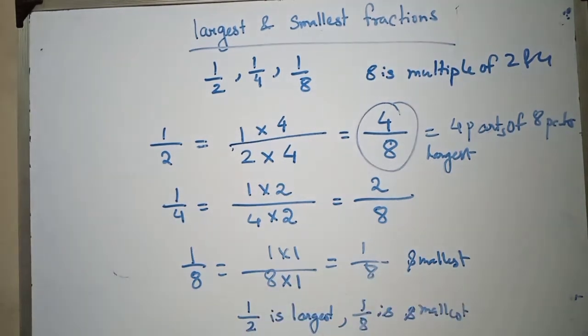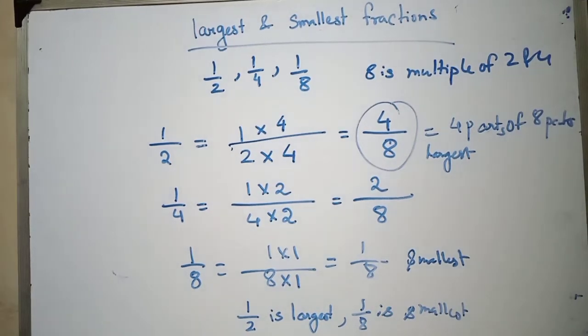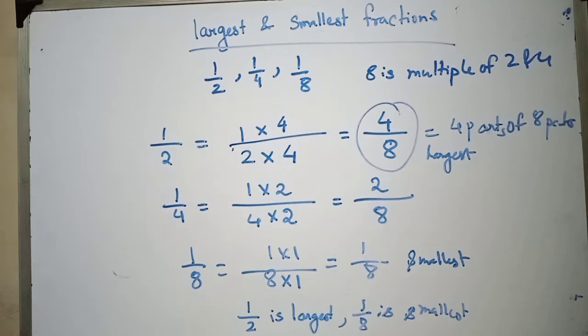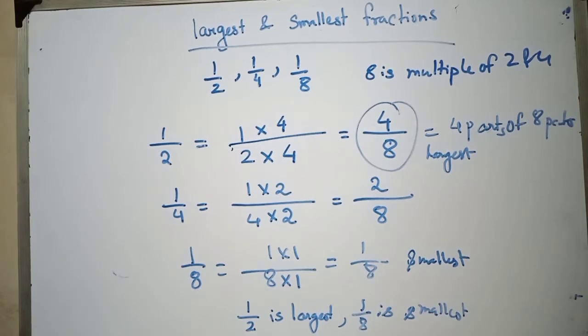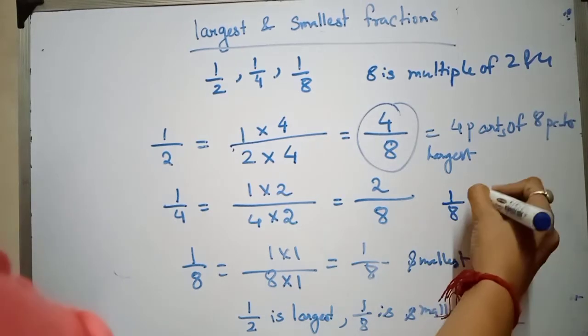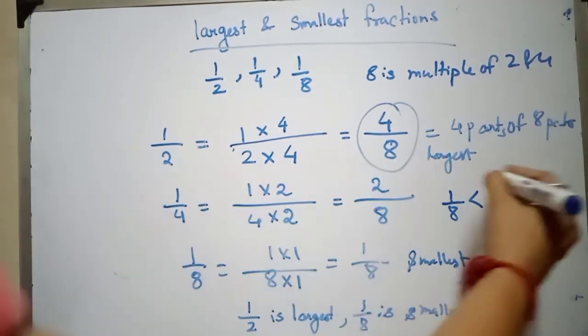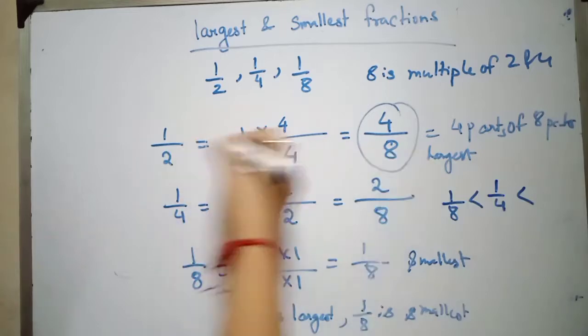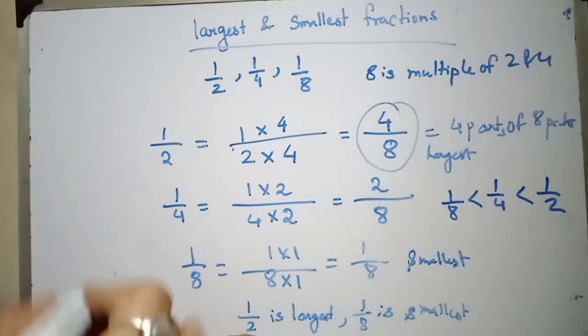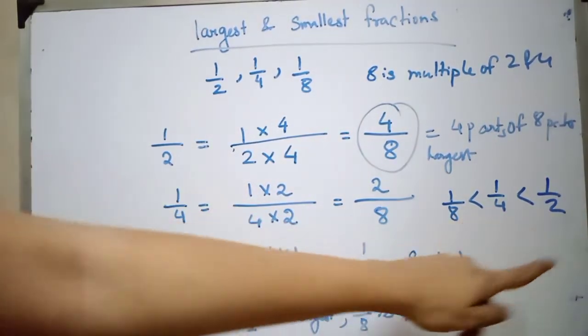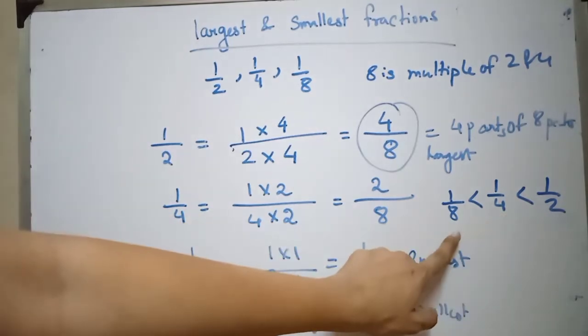Now, the same thing they can ask you to write in ascending or descending order. So, if they ask you to write in ascending order, it means small to big, or small to large. So, the smallest is 1/8, then this is smaller than 1/4, and this is smaller than 1/2. This is in ascending order, okay. This is greater than 1/4, this is greater than 1/8.